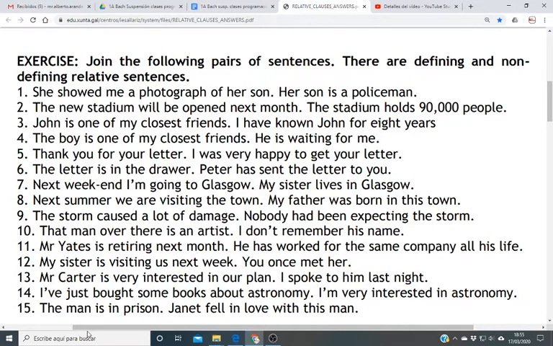Because it's the man who Janet fell in love with. So it's a defining clause. The extra information is not optional because otherwise, with this man, we don't know why we're talking about him, and since it's a defining clause, we can use "that". So the man that Janet fell in love with is in prison, or the man who Janet fell in love with is in prison.